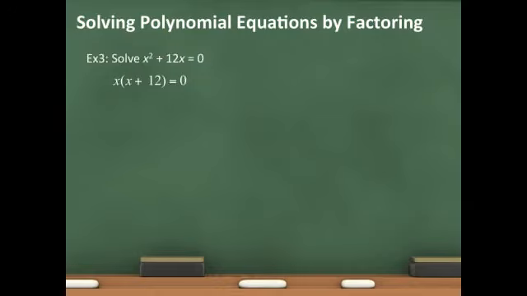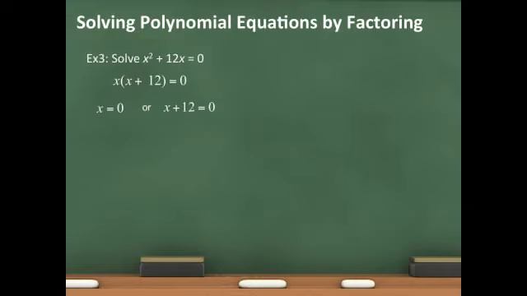Next we apply step 3, which is to use the zero factor property. Notice in this case the two factors are x and the binomial x plus 12. So we set each equal to 0. This will give you x equals 0 and x plus 12 equals 0. Step 4 is to solve for x.